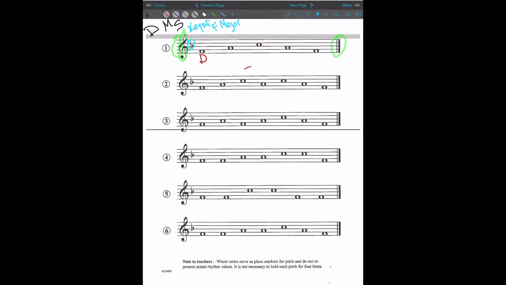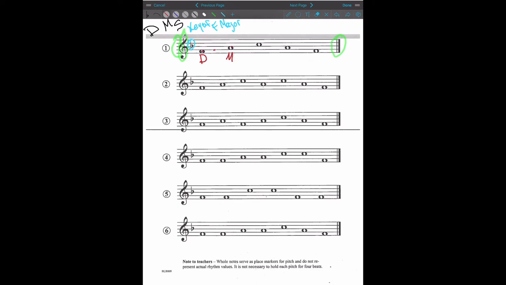The cool trick that you can learn is whenever do starts on a space, that means mi and so are also going to be on spaces. So we're looking at line number one, do starts on the space, then we would count up because do is on the space. And then so we go re, and then boom, mi is right there on the next space that we notice. And then we just count up from there.